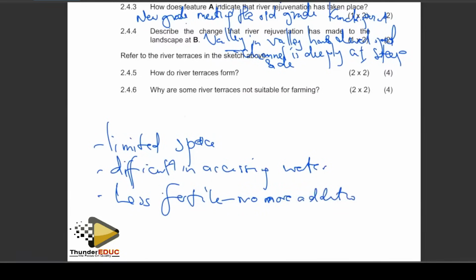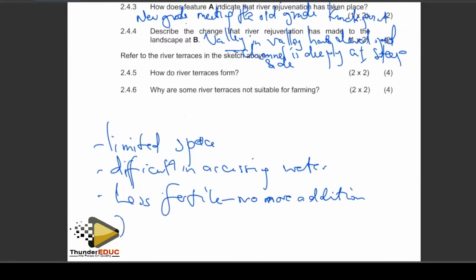The silt which used to be provided by flood water in the old channel is no more accessing the older terrace because the river now is deeper. And it will mean that the soil will become less fertile because there's no more feeding in of additional nutrients as flood water cannot reach the terrace. It's now too high. The river is now flowing at some point, at some level, which is very lower.